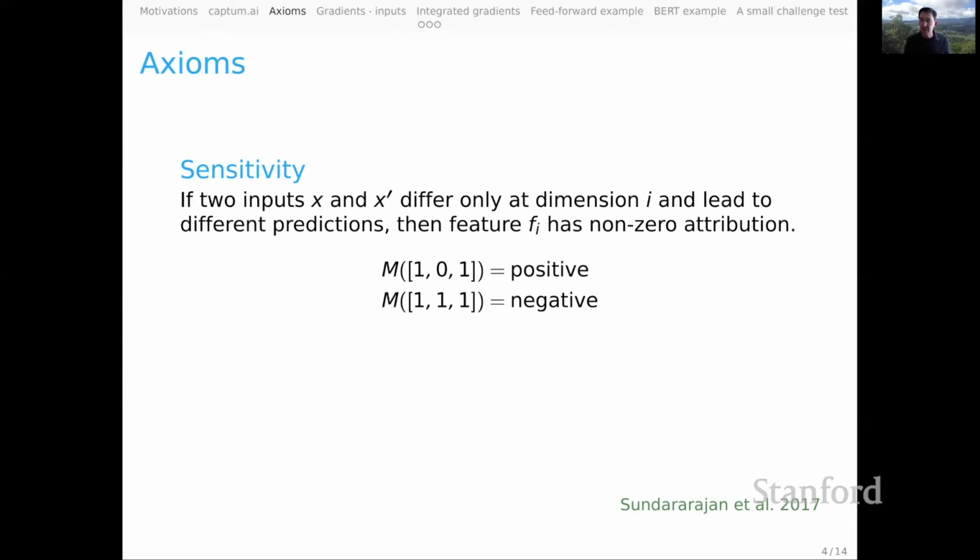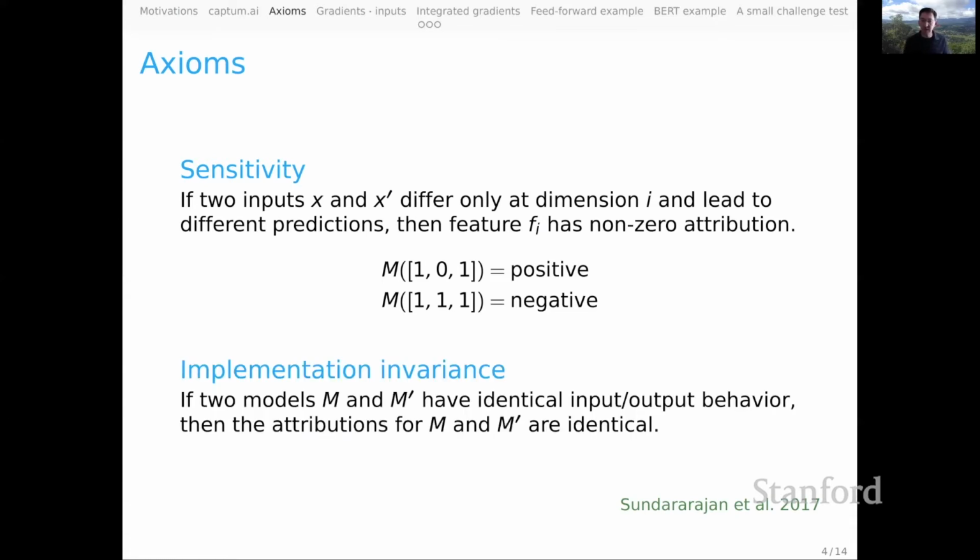The second axiom is going to be less important to our discussion, but it's nonetheless worth having in mind. It is implementation invariance. If 2 models M and M prime have identical input-output behavior, then the attributions for M and M prime are identical. This is really just saying that the attributions we give should be separate from any incidental differences in model implementation that don't affect the input-output behavior of that model.